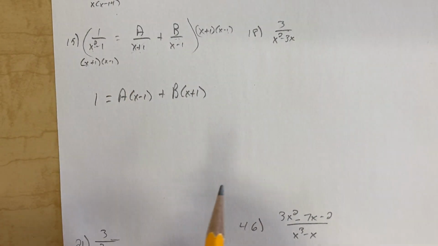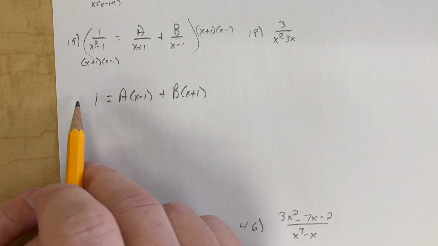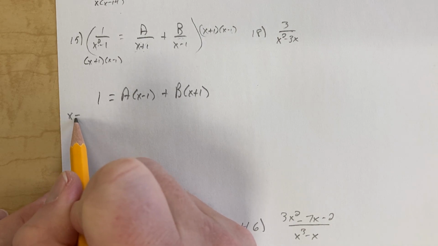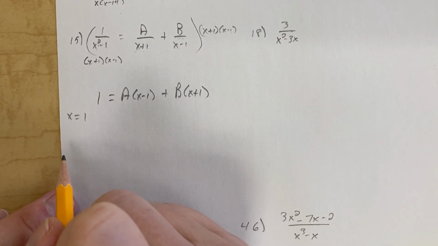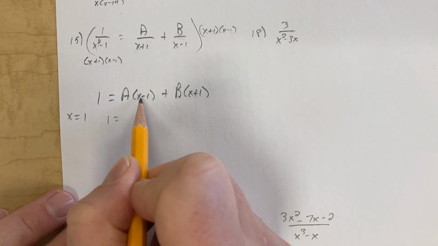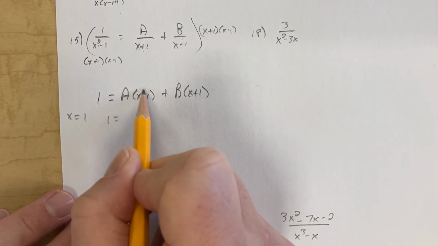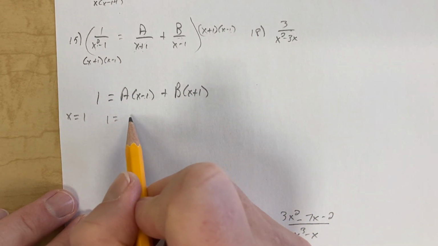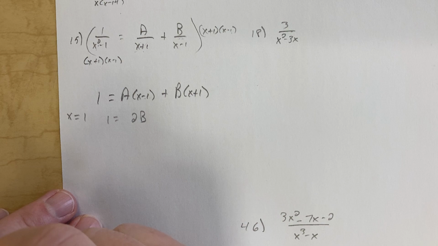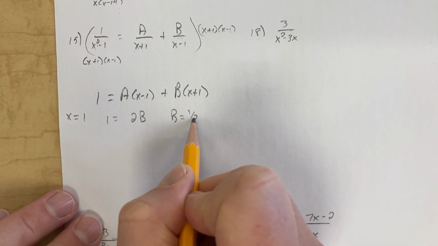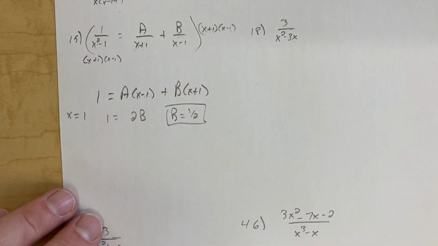Now, you can go through and do this some kind of crazy ways, but I think the best thing to do is to say that this works for all x values. So let's throw some very convenient x values in, like say x equal 1. I put 1 in for x. This is still going to be 1, but 1 minus 1 will be 0, and the a then will go away. 1 plus 1 is 2, so we'll have 1 equals 2b. If you divide by 2, we get b equal to 1/2. Okay, we'll lock that in for a second.